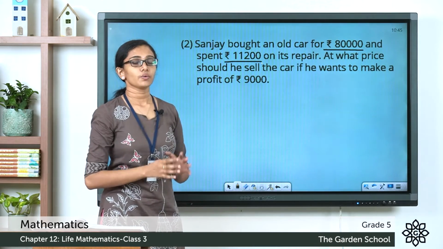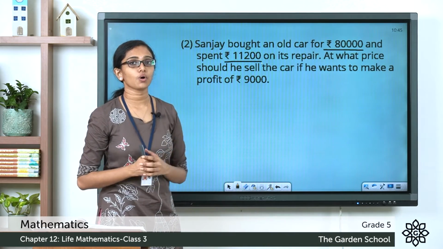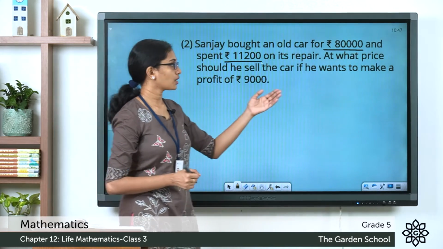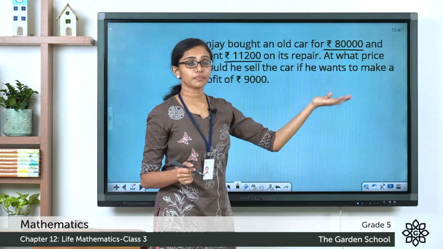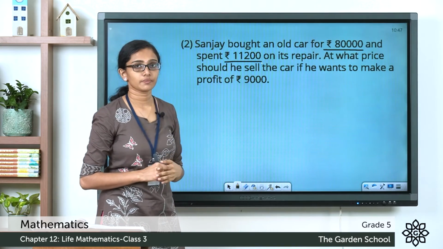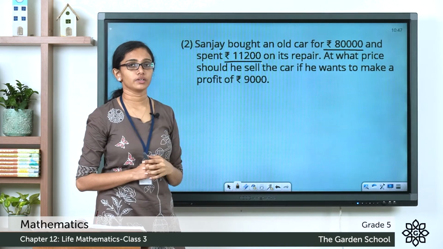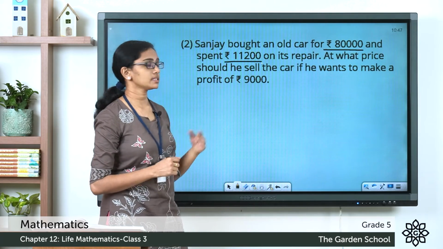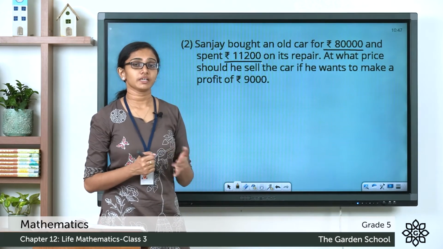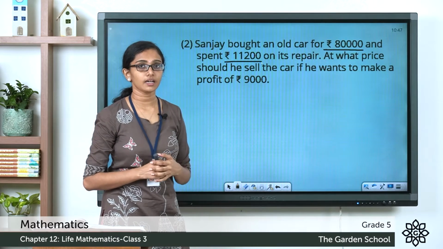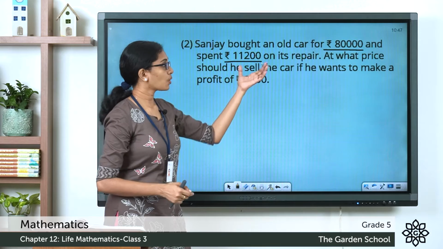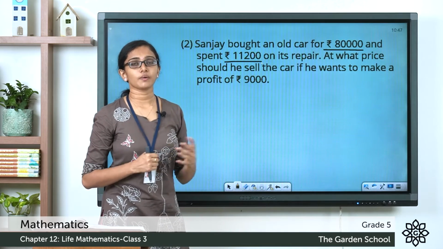So in total, how much did it cost Sanjay to buy the car? He spent a total amount of 80,000 plus the expense on its repair, that is rupees 11,200. And then he sold the car and he made a profit of rupees 9,000. So it means that he must have sold the car at a price 9,000 rupees more than what it cost him in total to buy the car.